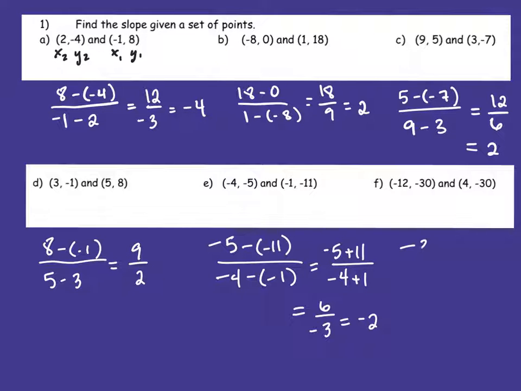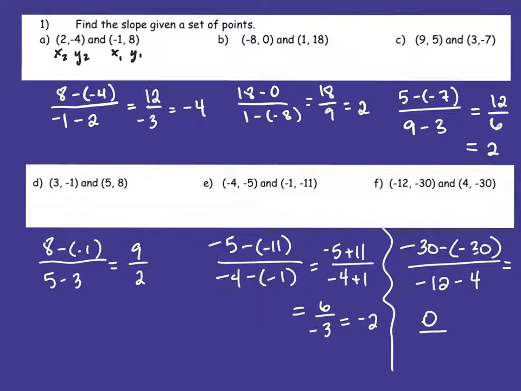Finally, negative 30 minus a negative 30, negative 12 minus 4. That's going to give us, I'm going to put a line here, 0 over negative 16. And 0 divided by anything is going to be 0. You want to be careful with that because if you end up dividing by 0, that is a vertical line, and it has an undefined slope. However, in this particular situation, because we have a 0 slope, that would be just a flat horizontal line if you were to graph it.